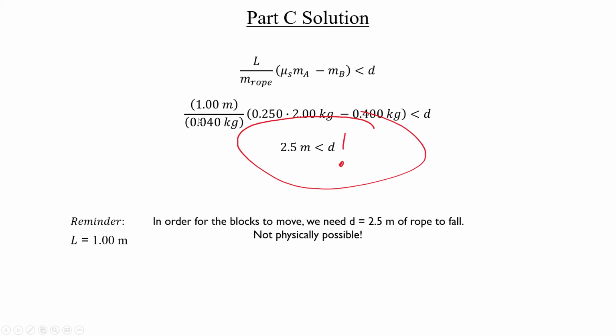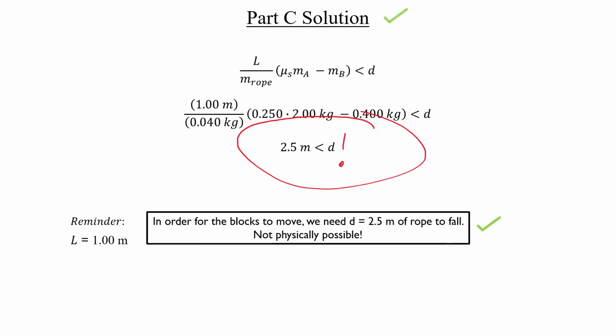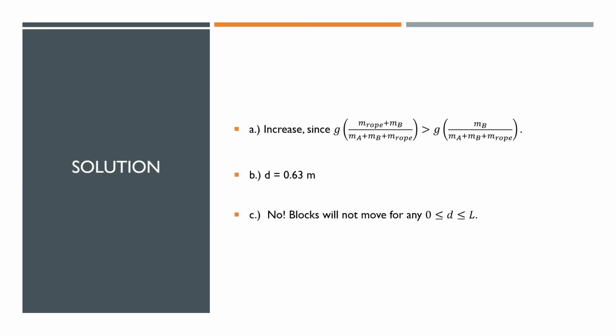And so if we bring all of our answers together on a single solution card here at the end, here's what we covered. In part A, we said that the acceleration of the blocks will increase because this term on the left, which represents the acceleration of the blocks, will be bigger after the mass of the rope falls as compared to when it doesn't. We found that the length of the rope in order to get the blocks to move was 0.63 meters, when we answered that to 2 significant figures.